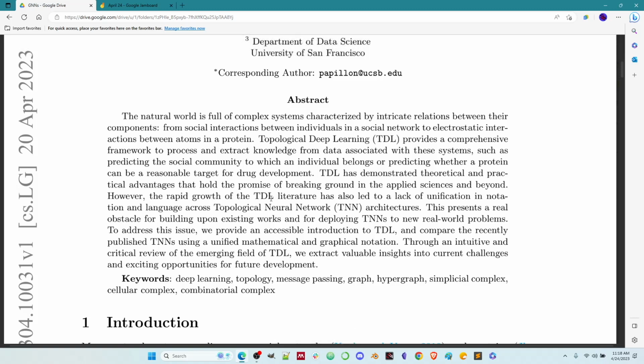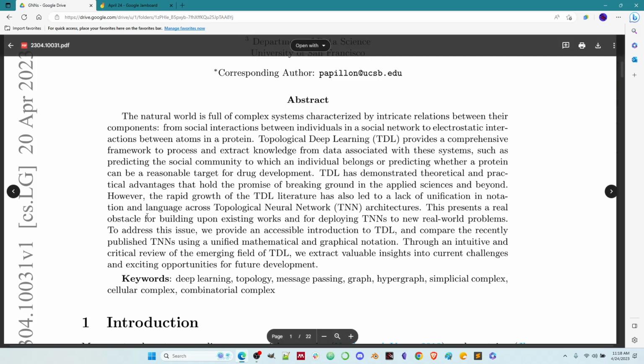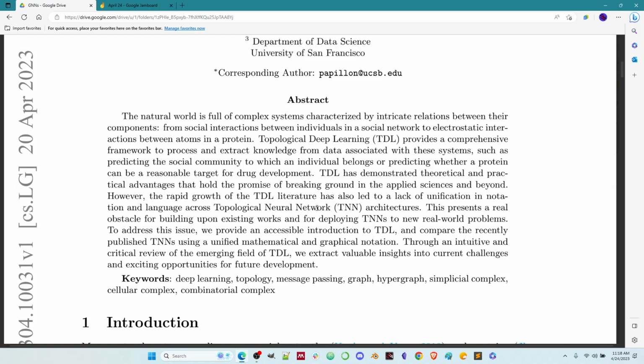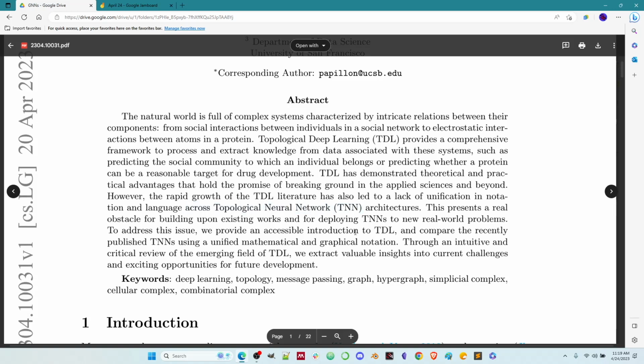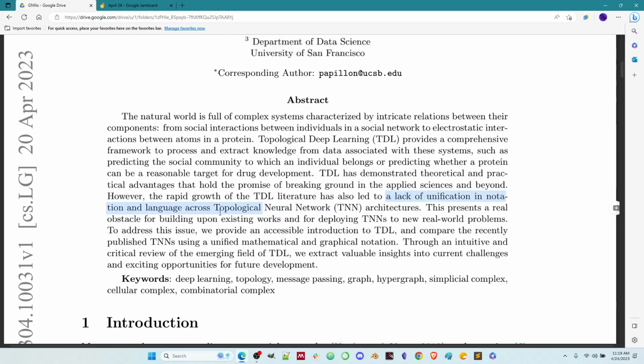However, the rapid growth of TDL literature has also led to a lack of unification in notation and language across GNN architectures, which is what they call topological neural networks. This is an interesting point because, in GNNs, it's bad enough. And I think we see in the last paper that there are these areas of interest that people have identified, at least. But the language is a little bit sloppy, depending on what kind of network you want to build, depending on what application you're using. You have message passing, you have other types of diffusion, you have links to other types of models.